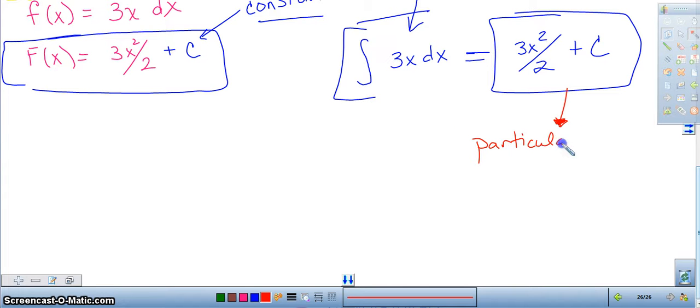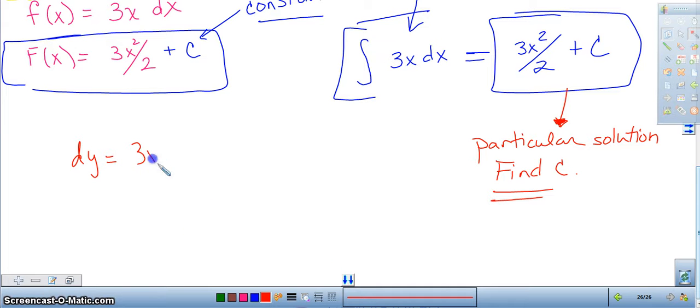And all that means, a particular solution means that I'm going to find C. A particular solution means you have to find C. In order to find C, they would have to give you more information. Okay, so let's say I have this, dy equals 3x dx. That's the one I've been using. And I want to find the particular solution at the point, let's just use (1, 3) for an ordered pair.